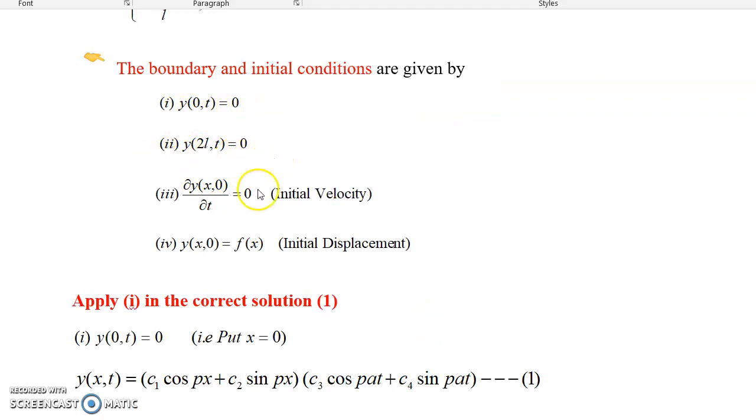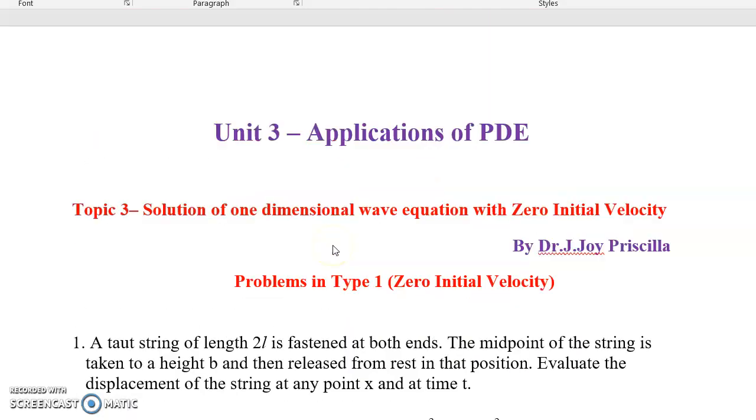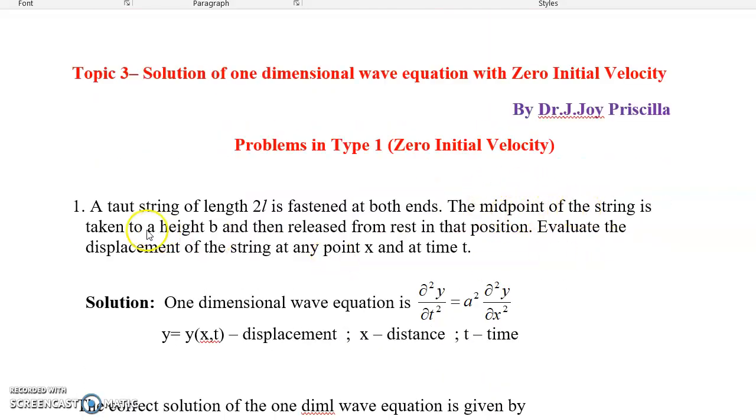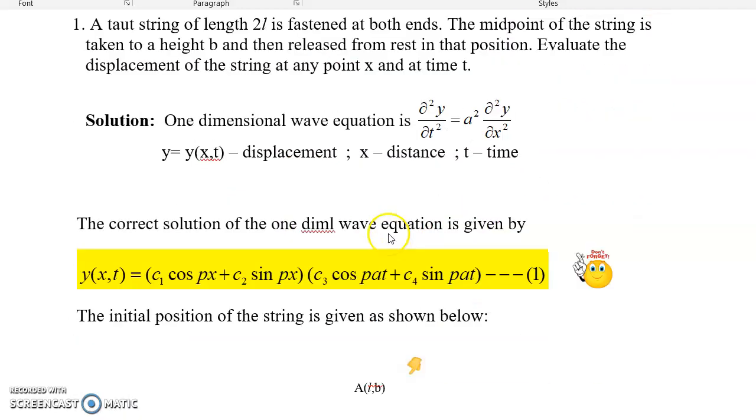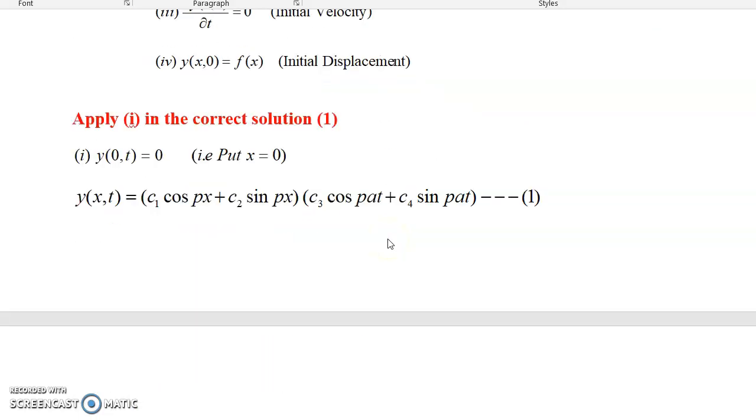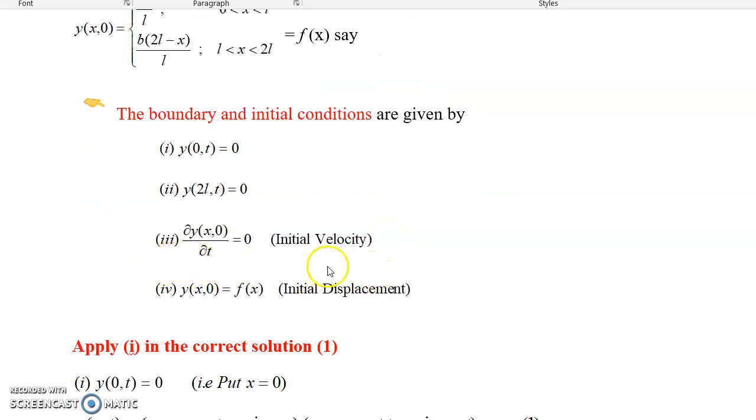So y is 0. And the third value is initial velocity 0. Velocity means rate of change of displacement, so ∂y/∂t. The word initial means the starting time, so t is 0. That is why you have ∂y/∂t at t = 0. This is given as 0 because the problem says the string is released from rest. Released from rest means initial velocity is 0.